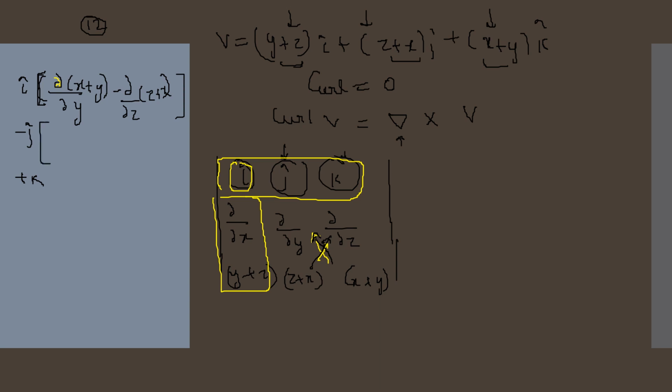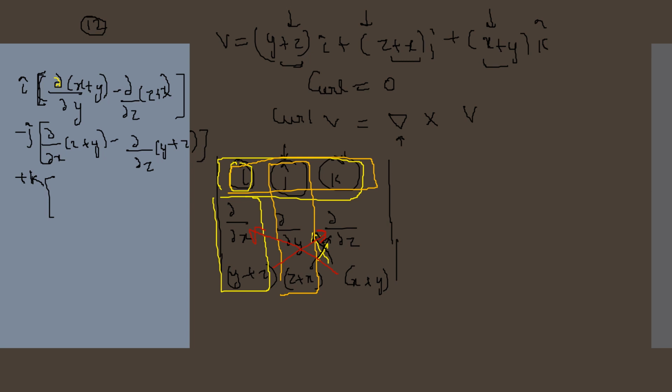Then if you have j, you will forget about the column and row in which j is there. So what is left? This and this one. So that means del by del x of x plus y minus del by del z of y plus z. Yes or no? And then with k, what do we have?